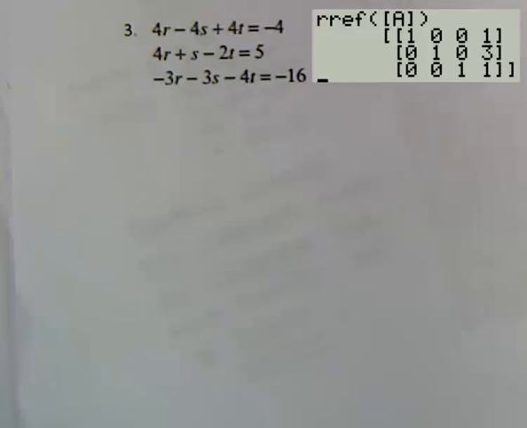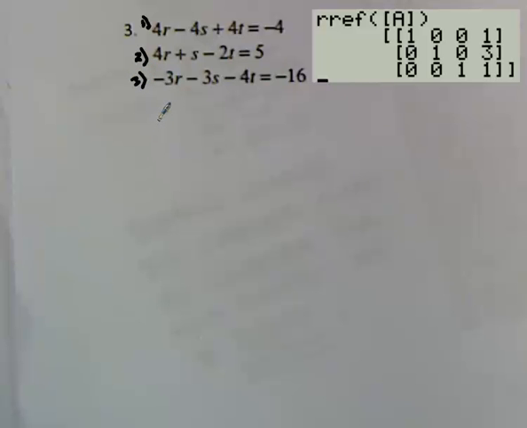Here we have a 3 by 3 system of equations. We're going to number each of these equations. We'll name this one equation number 1. This is equation number 2. This is equation number 3.